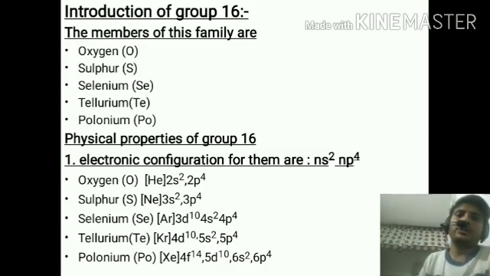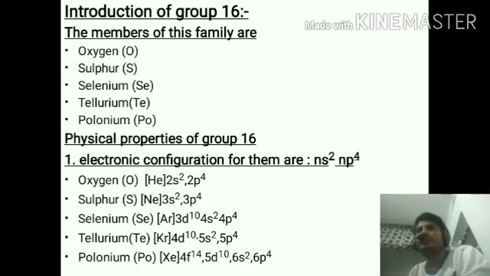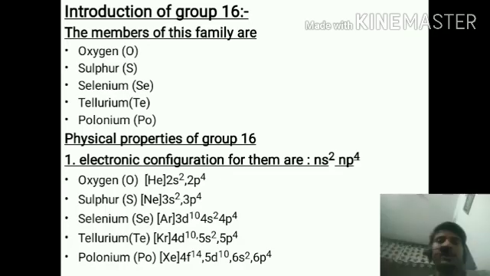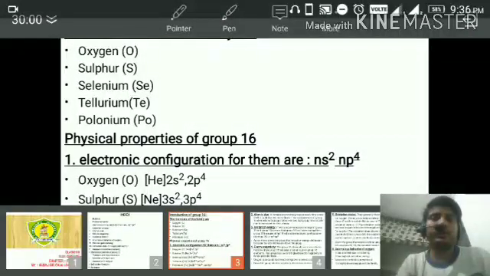Now the electronic configuration. First we will study the atomic number. The atomic number of oxygen is 8, the atomic number of sulfur is 8 plus 8, 16, and the atomic number of selenium is 16 plus 18, 34. So you can find the atomic numbers by addition of 8, 8, 18, 18 and 32, 32. Okay. Now, I would like to tell you how you can determine the electronic configuration.